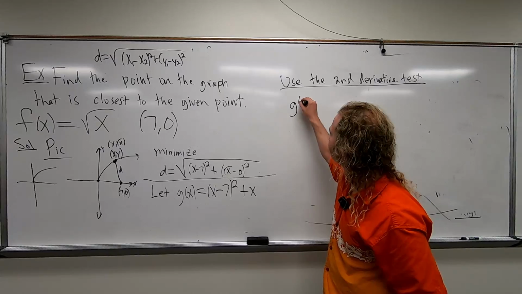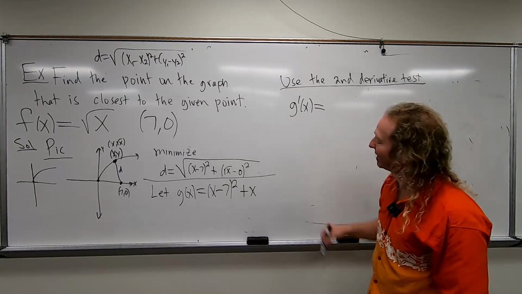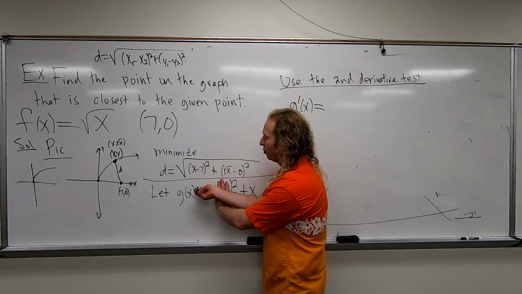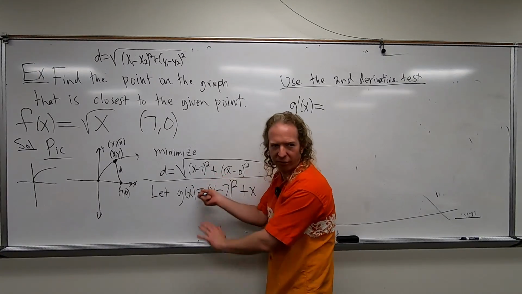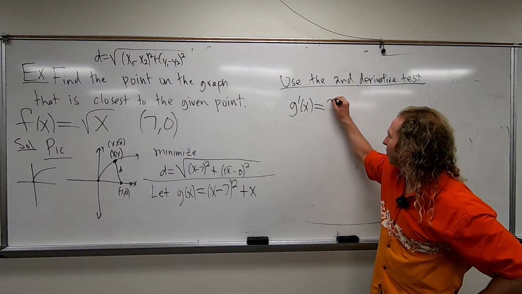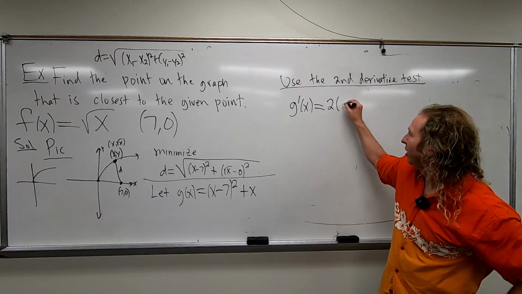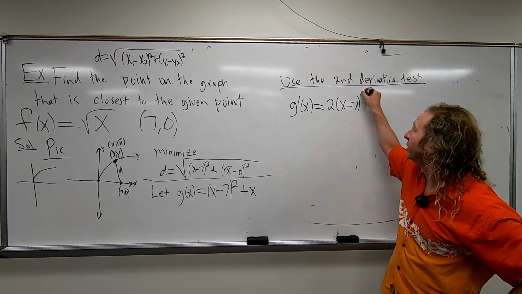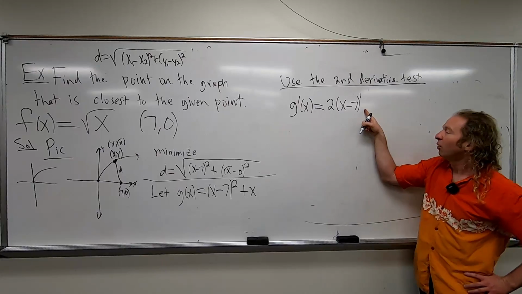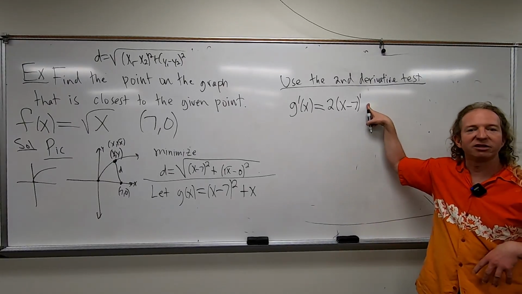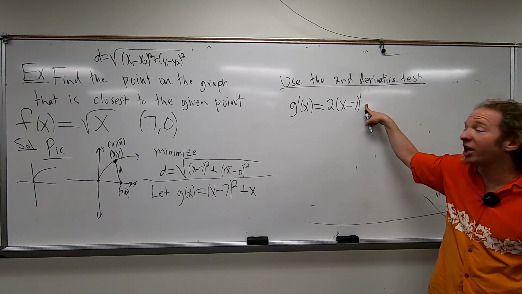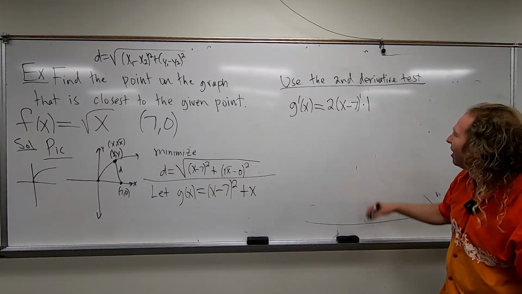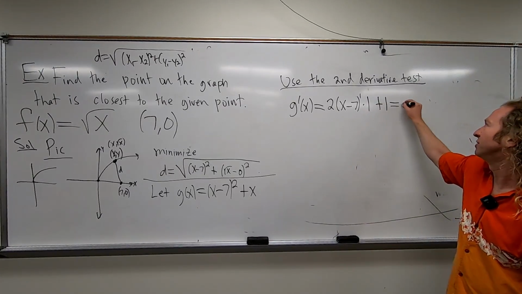So g prime of x. When you take the derivative, you put the 2 in the front. So you get 2, parentheses, x minus 7, and there's a 1 here. And in theory, what are you supposed to multiply by in this case? 1. Yeah, that's the chain rule. You don't have to, though, but I'll put it because I feel bad. There it is. Plus 1. And this is equal to 0.